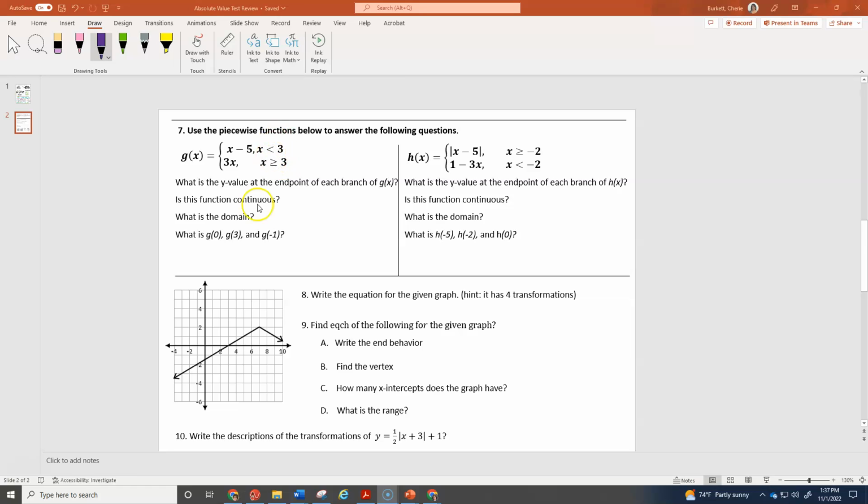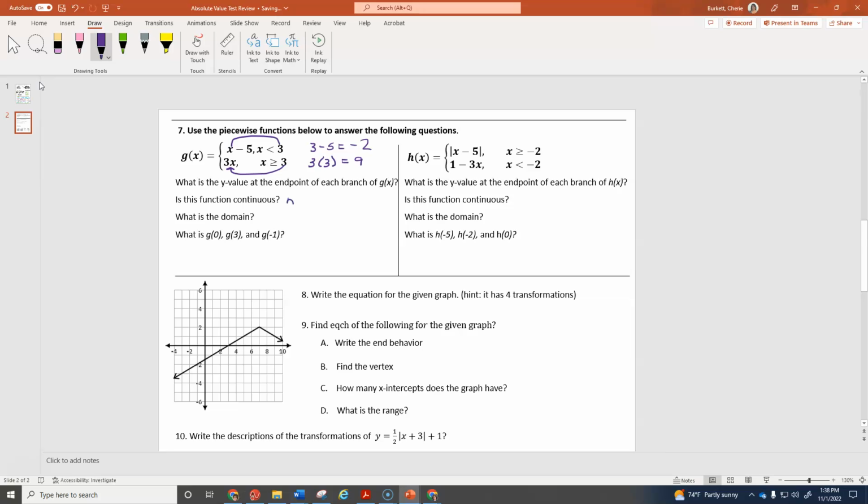You'll be asked to determine whether or not it is a continuous function, and it's going to be a continuous function where one branch stops, that's where the other branch starts. The way you find that out is to plug the endpoints into the equation of each branch. So I am going to plug this 3 in right here, and this 3 in right here. I'm going to calculate 3 minus 5, which gives me -2. For this one I'm going to calculate 3 times 3, and I'm going to get 9.